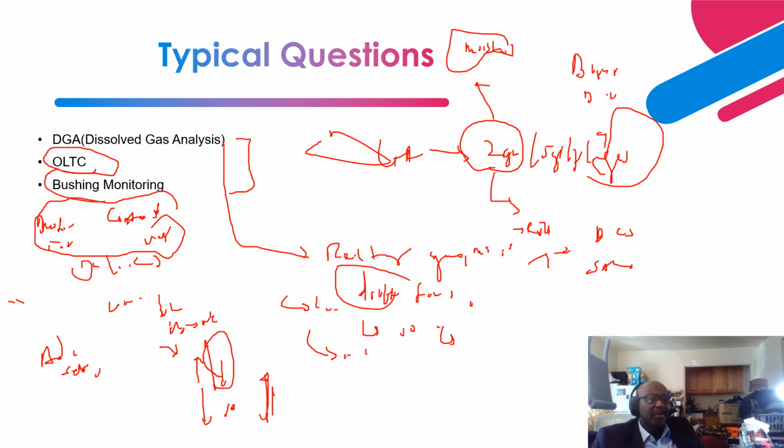Next is bushing current monitoring. This is installed on the bushing tap. If you have a bushing here, there's a tap here, and if you have the flange, this is a ground plane. The tap is installed here, and you have the monitoring device also installed here. What the monitoring device does is provide a measurement of the C1 capacitance.